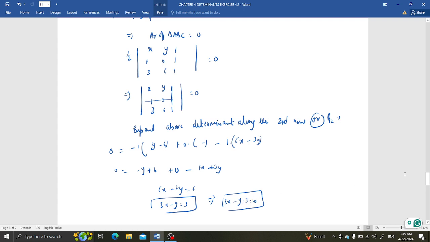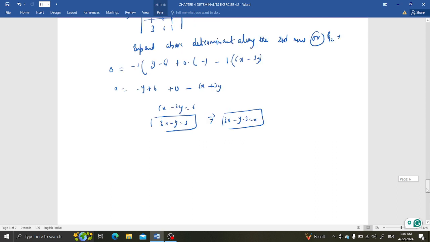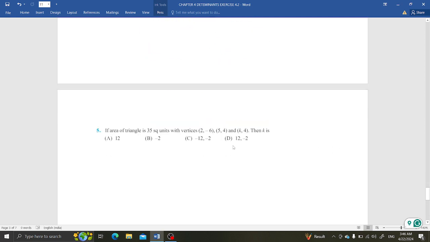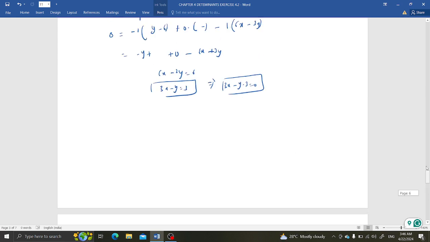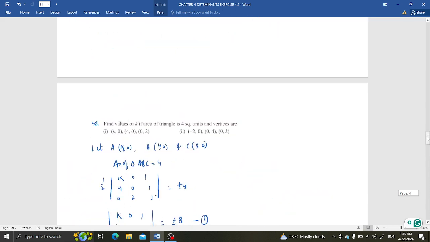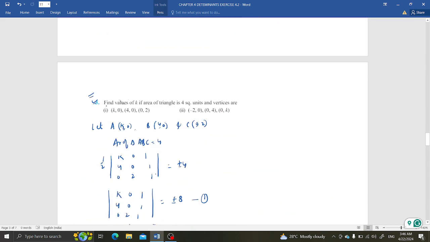If you have any doubt in this question in any step, then you can ask me in the comments. I'll reply definitely. Now the last question of this one: the area of the triangle is 35 square units, and we have these three points, then we need to find the value of k. Actually it is the same as the question we already completed, the third question first part, so the same concept we need to use.